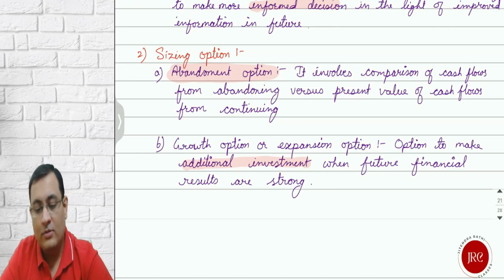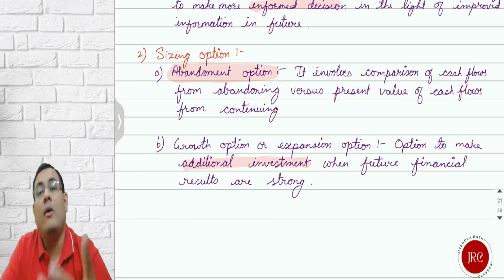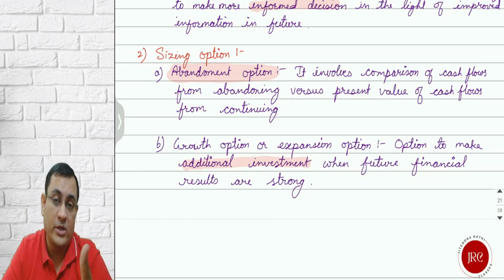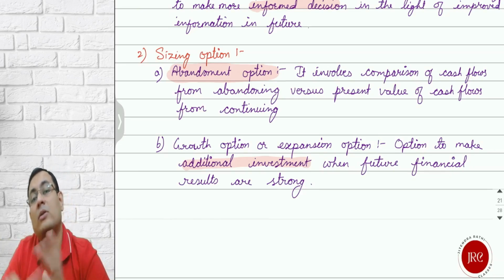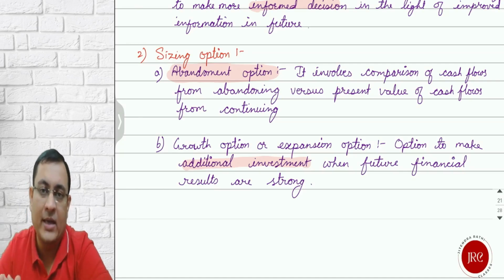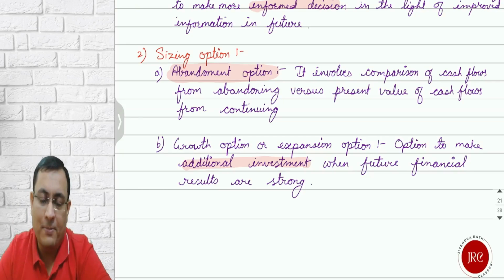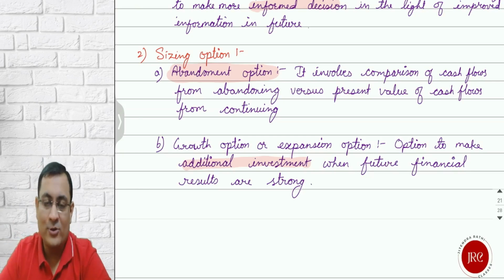Number 2, the second type of sizing option is growth or expansion project. If demand is very high, with this new positive information coming in from the market, we may think of investment in a second production facility to increase the supplies, to increase our capacity. So this type of option is called a sizing option.